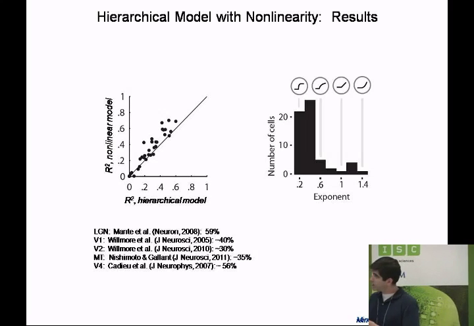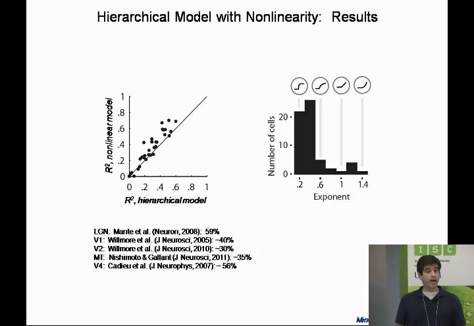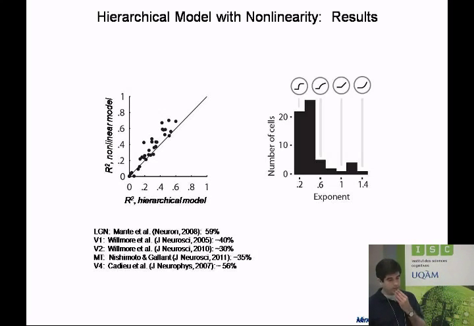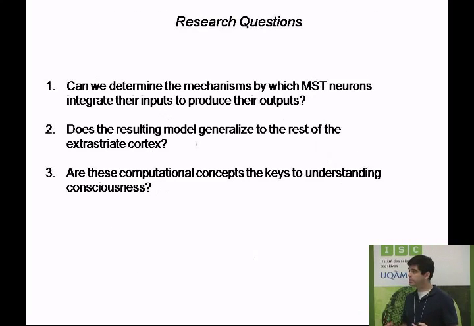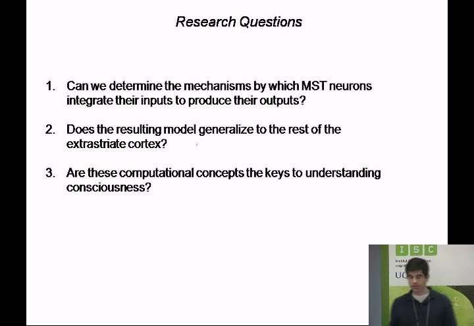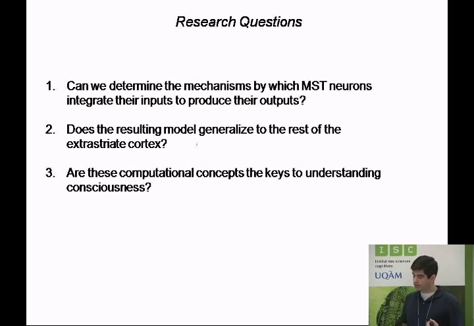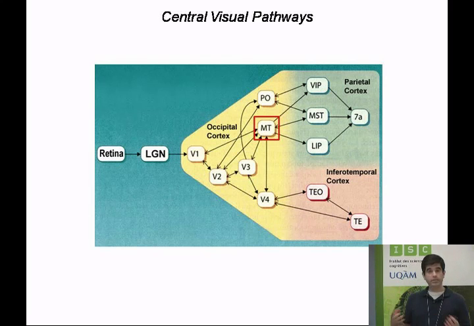And this is kind of an important mechanism. It leads to very specific experimental predictions. And it leads me to the really second big question I want to address: does this generalize to the rest of the extrastriate cortex? And I know I only have a few minutes to talk about the entire rest of the extrastriate cortex, but I'll show you that the answer is yes. So we went back and repeated the experiment in MT. Now we assume that MST getting its input from MT is just like MT getting its input from V1.